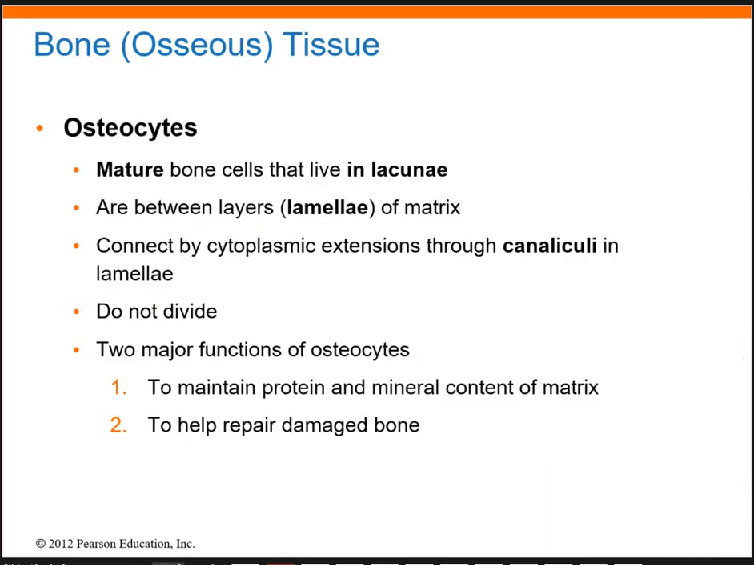All right, so we're just going to quickly go through all four types of bone cells again, and then that will be it for this lecture.